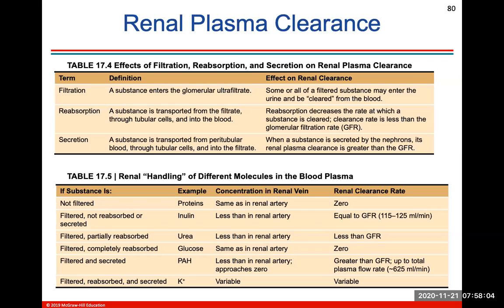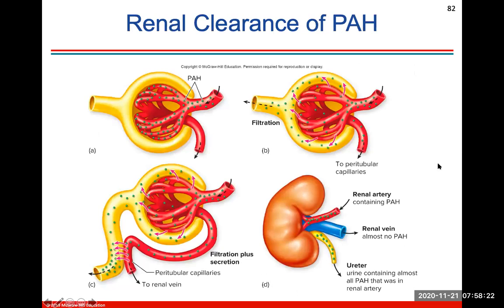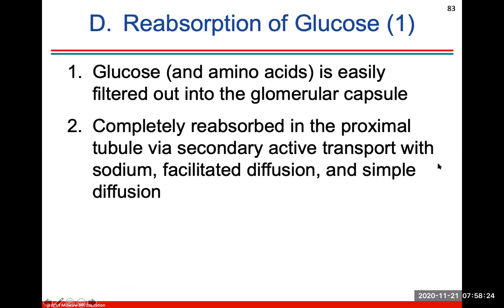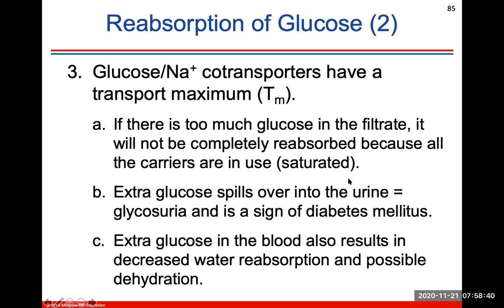So all I want you to understand is renal plasma clearance and these terms: what filtration means, reabsorption means, and secretion means. And you don't need to know renal handling of these different molecules in the blood plasma. So I'm going to go over how some other molecules are cleared by the kidneys. Glucose is one that's easily filtered out into the glomerular capsule, and it's usually completely reabsorbed in the proximal tubule. So that is glucose.